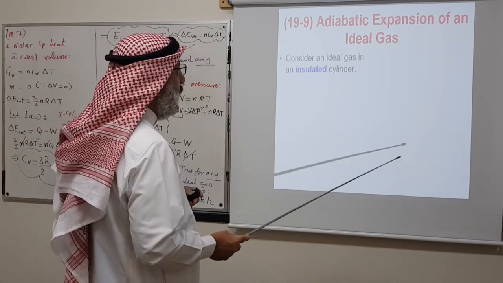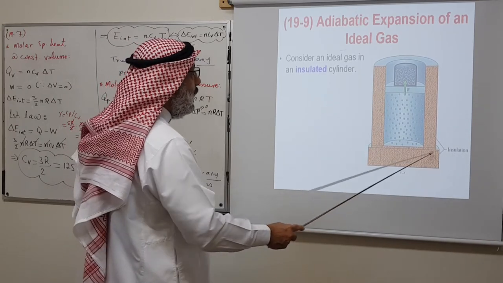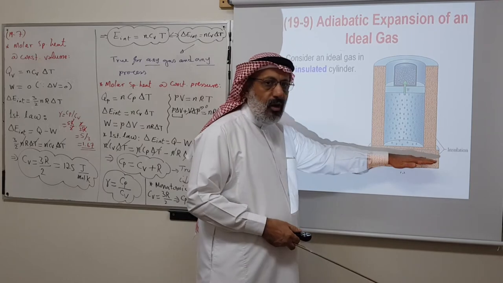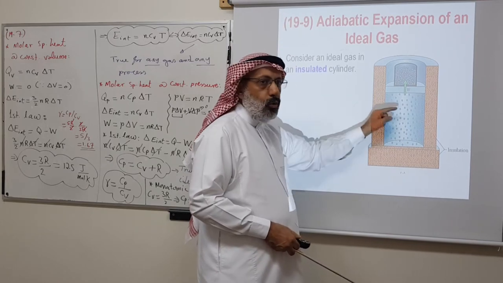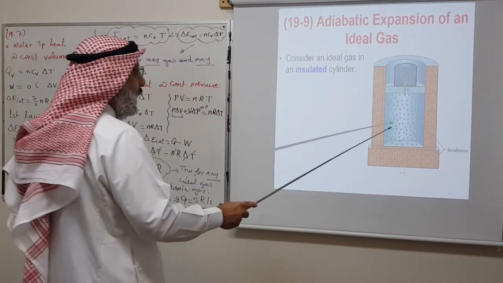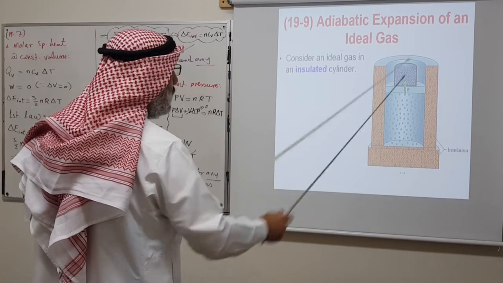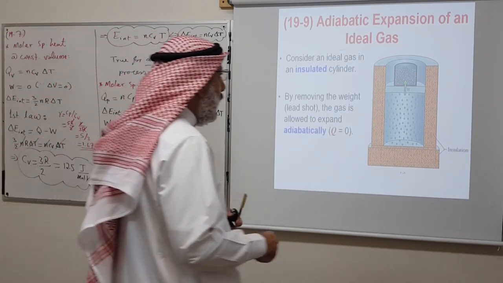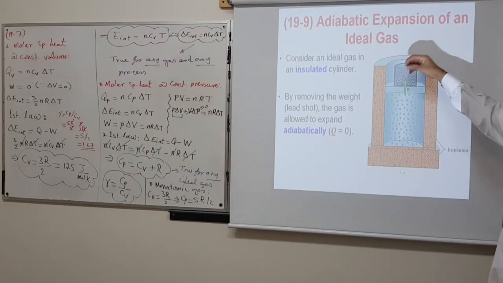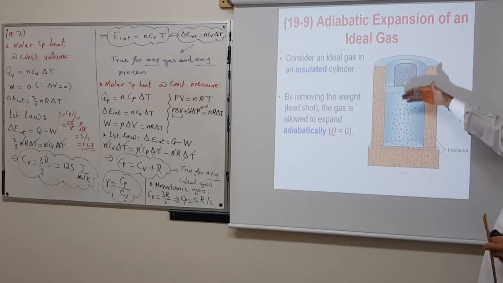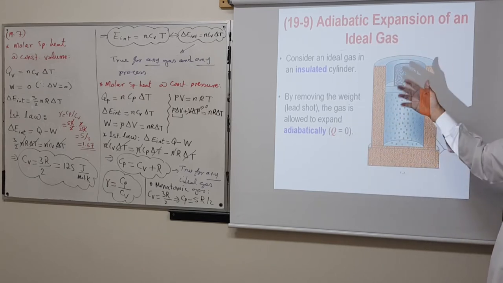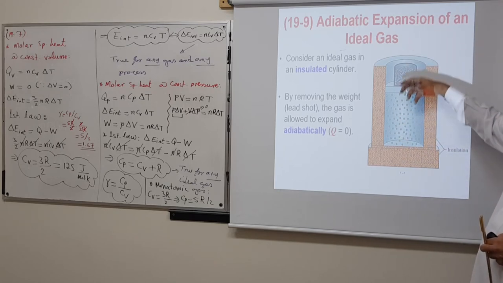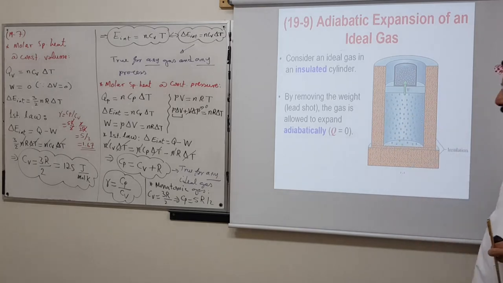For that, we consider again an ideal gas, but now it is in an insulated cylinder. Remember the thermal reservoir that was here? We removed it. Now it is completely insulated. No heat gets into or out of the gas. So we consider an ideal gas in an insulated cylinder. If we now remove the lead shot, start removing it, the pressure will decrease and the gas will be allowed to expand. But now it is adiabatic expansion because there is no heat getting into or out of the system. So we remove the lead shot, the gas expands, but now it is adiabatic expansion.